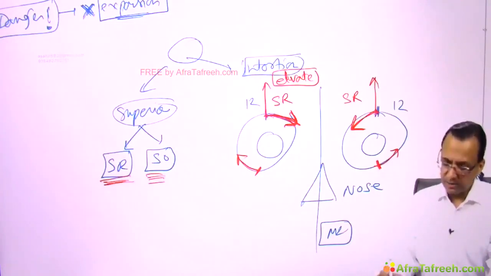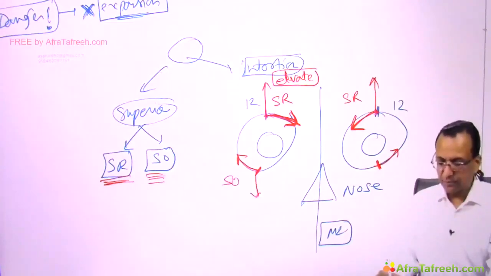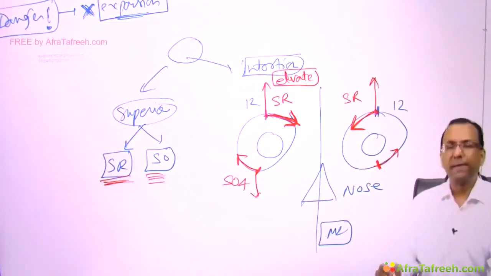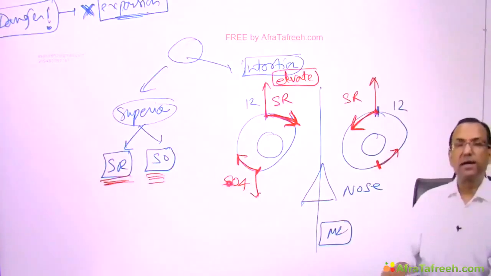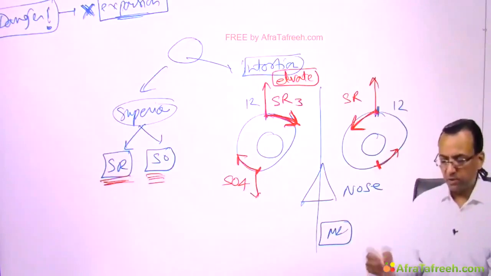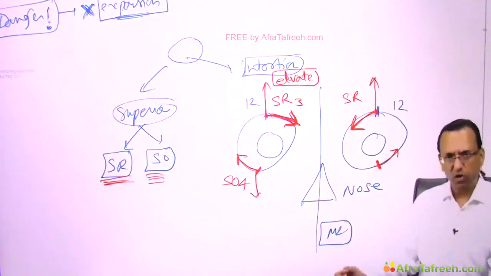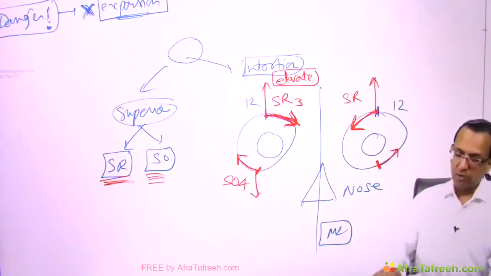Then this is the superior oblique muscle, which is depressing the eyeball. Yes, SO4. What is SO4? Superior oblique supplied by the fourth nerve, the trochlear nerve. Then what is SR? SR3, the third nerve, the oculomotor nerve. So the oculomotor nerve supplies the superior rectus.